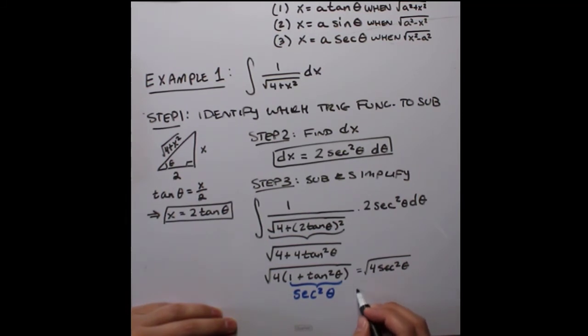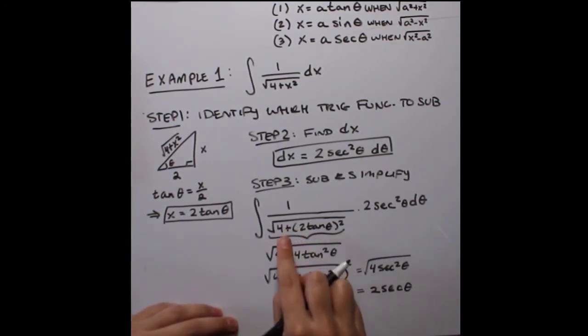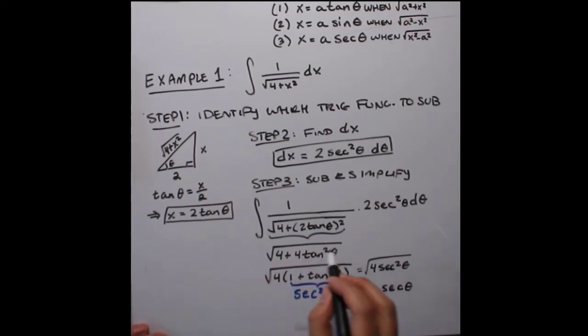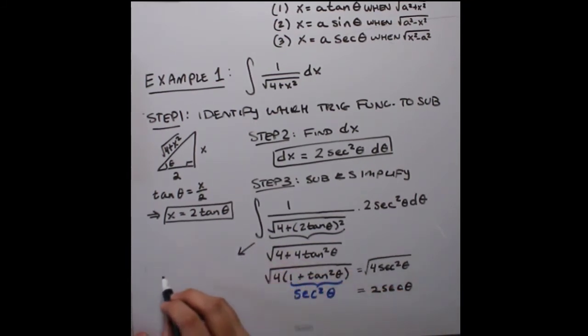And then take the square root of this. The square root of 4 is 2. The square root of secant squared is secant. So this is all 2 secant theta. And that was our denominator. Okay, so let's make this look a little better. I'll just move over into this corner real quick.